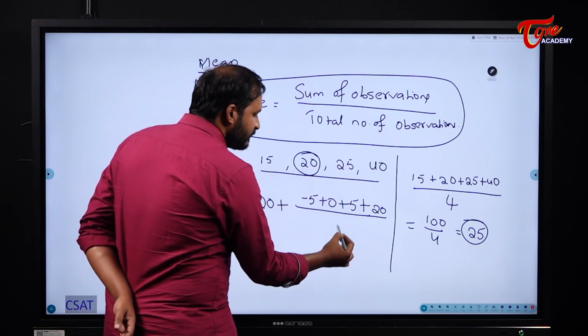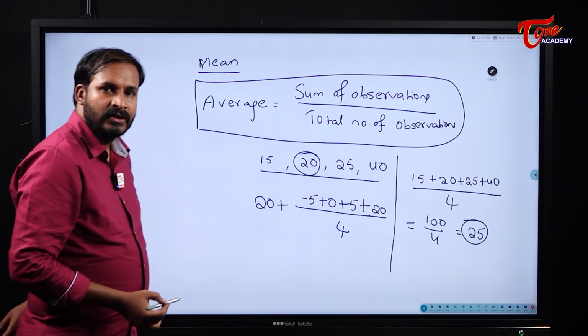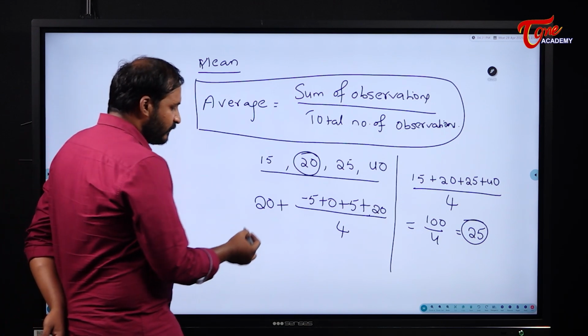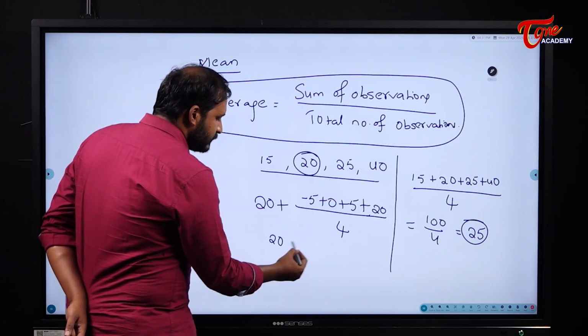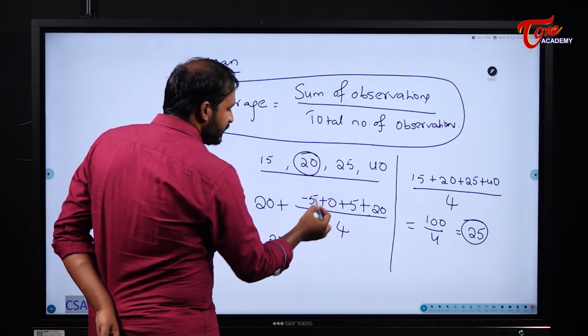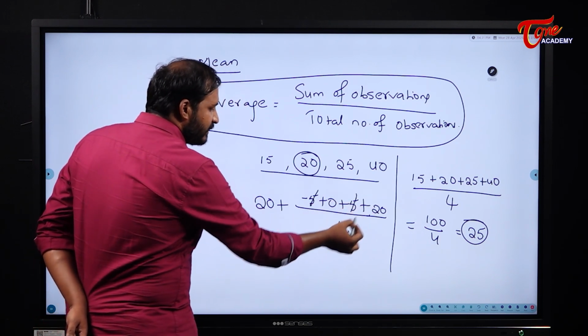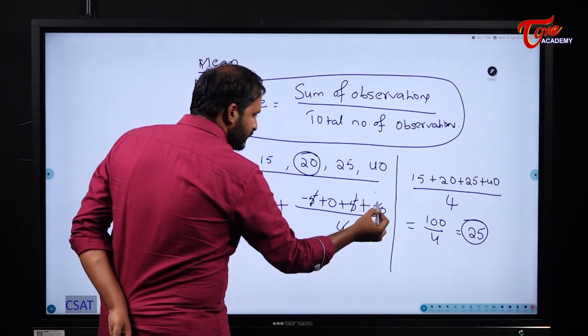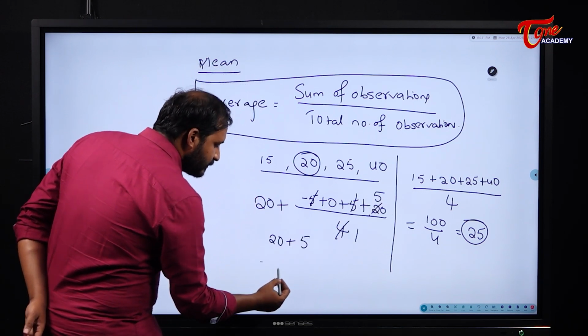So the total number of observations are 4. So 20 plus, now please see here, plus 5 and minus 5 will get cancelled. 20 by 4 means 4 5s are. So 20 plus 5, what it becomes? 25.